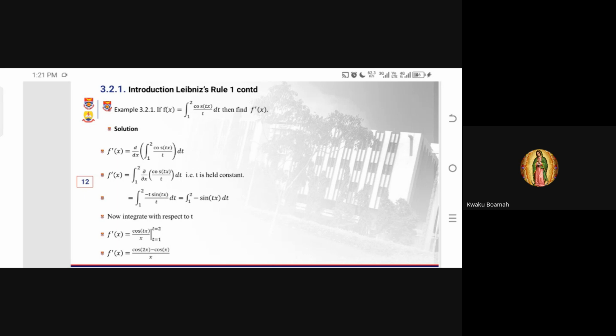So Leibniz theorem is different from the Leibniz rule. Leibniz rule is telling us that when you have a function in terms of two variables and we want to find the derivative of one of them, you first of all find the partial derivative with respect to that variable. When you are done, you integrate with respect to the other variable, and you put in the limit and you get your derivative for that function.